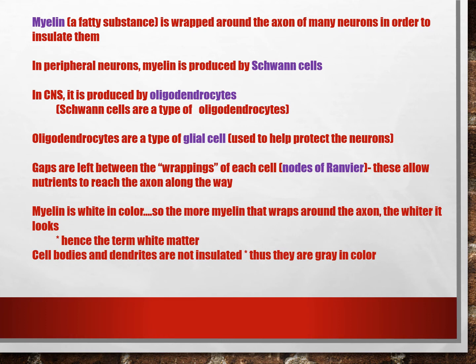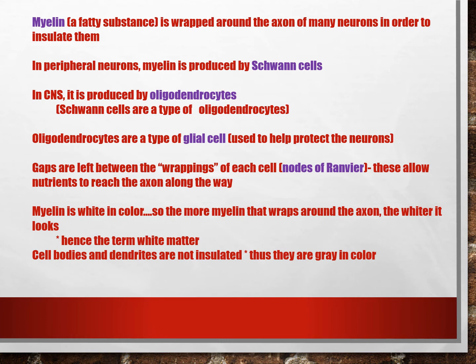And so the more myelin a neuron has, the more electricity that neuron is making. So a lot of our really, really important nerves, they create a lot of electricity. They're going to have a lot of insulation. So they're going to be white in color.